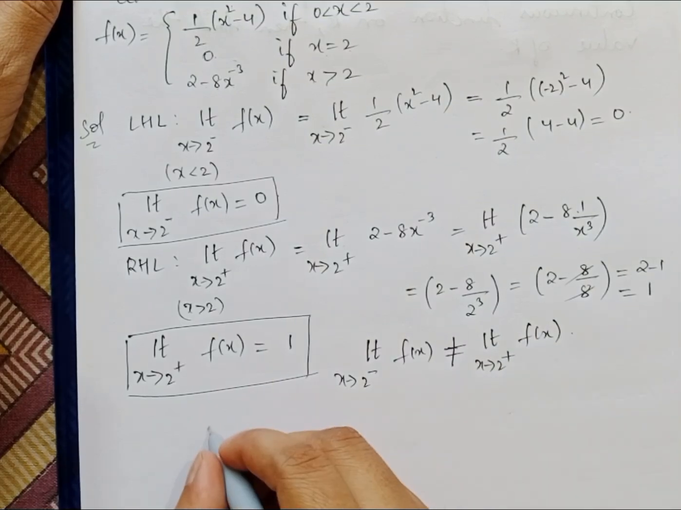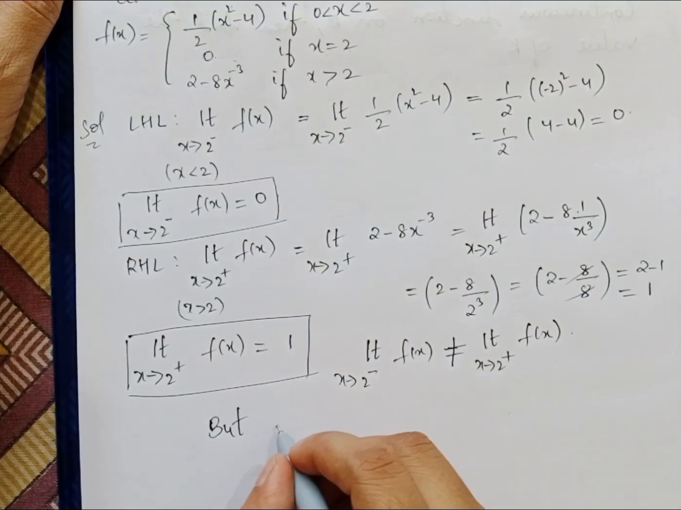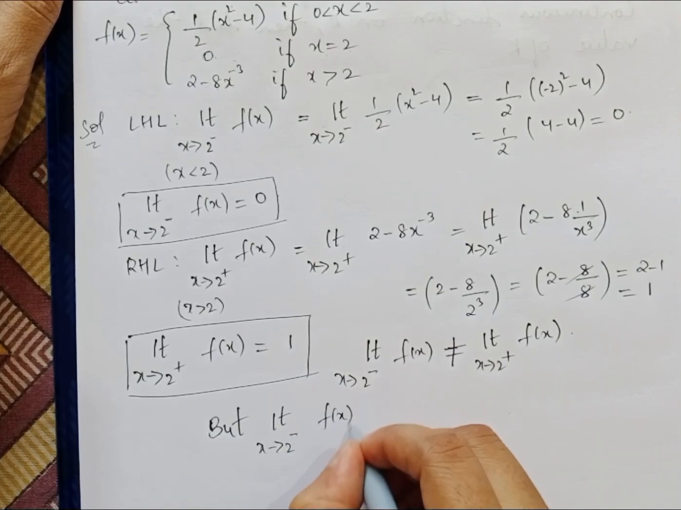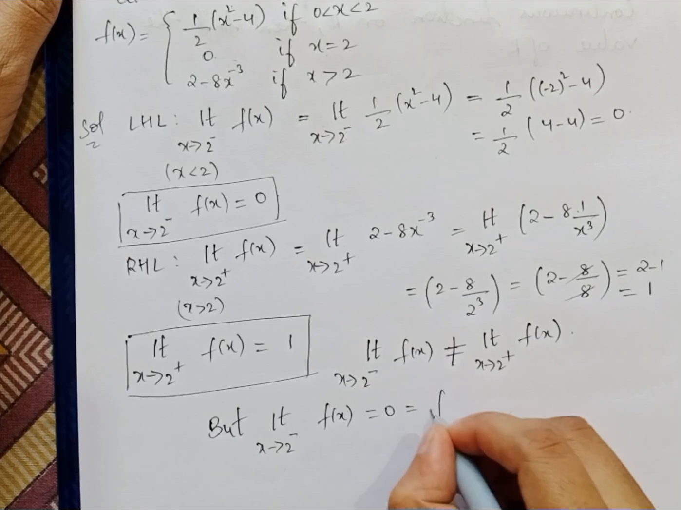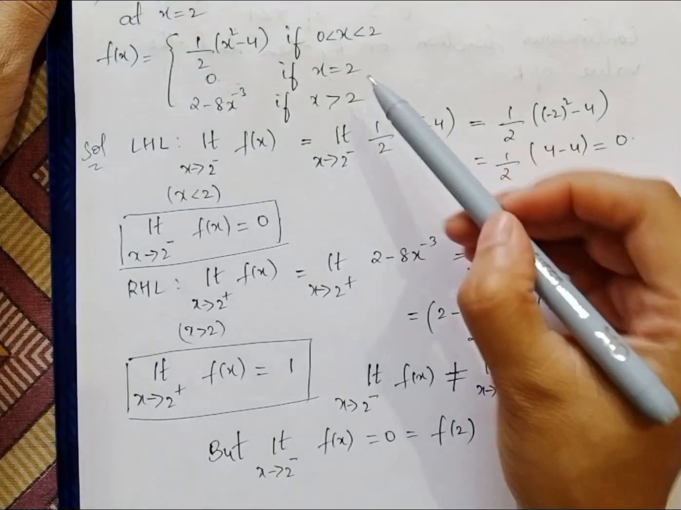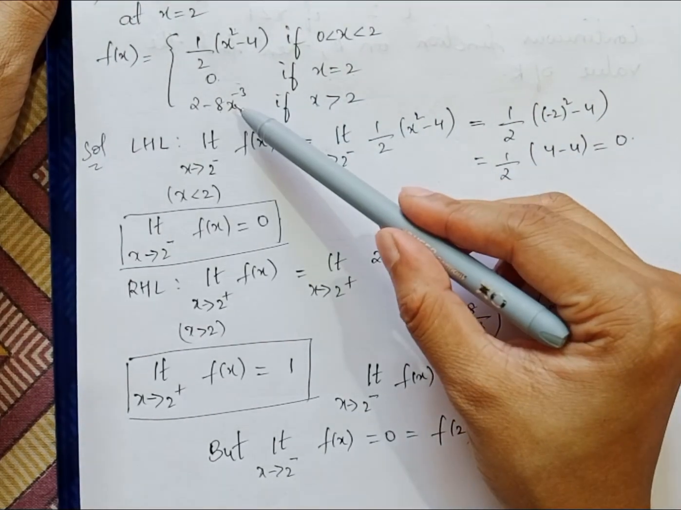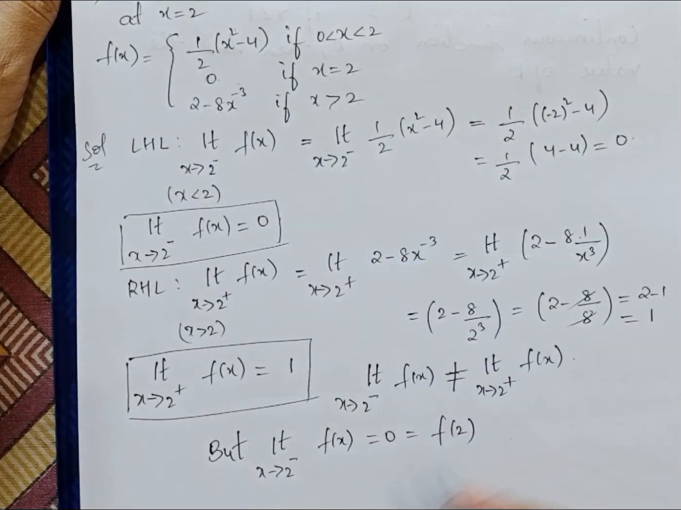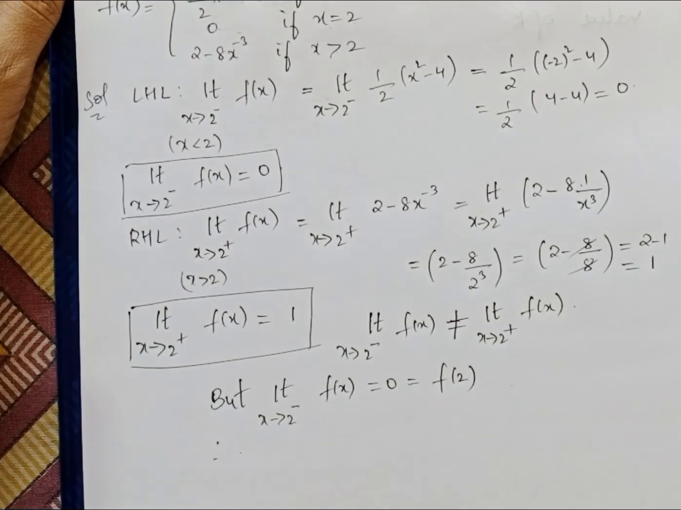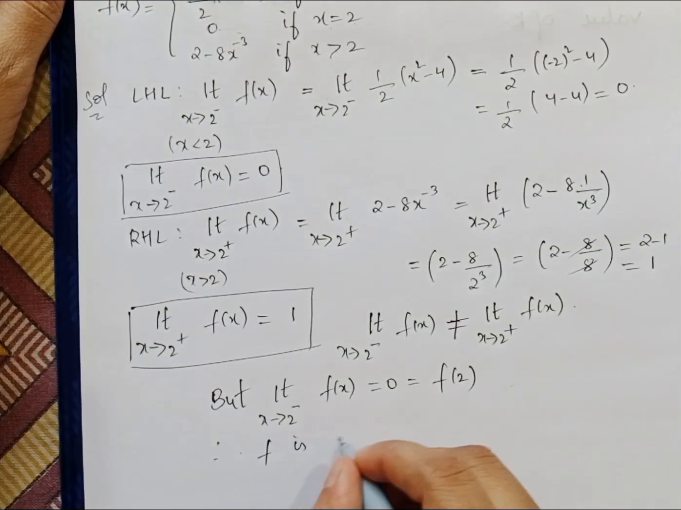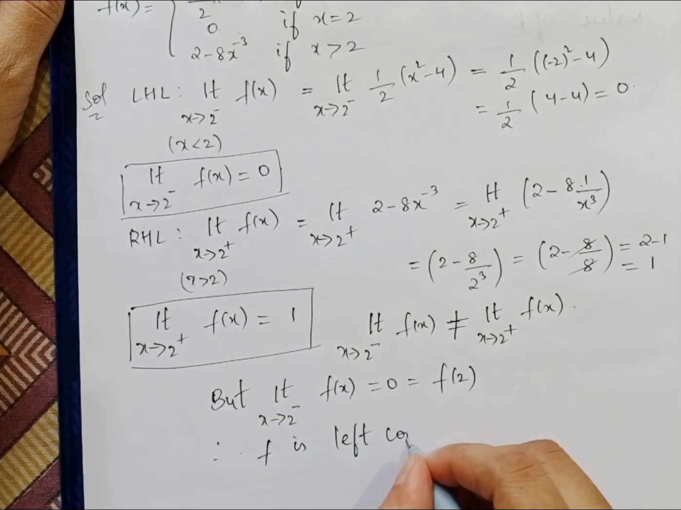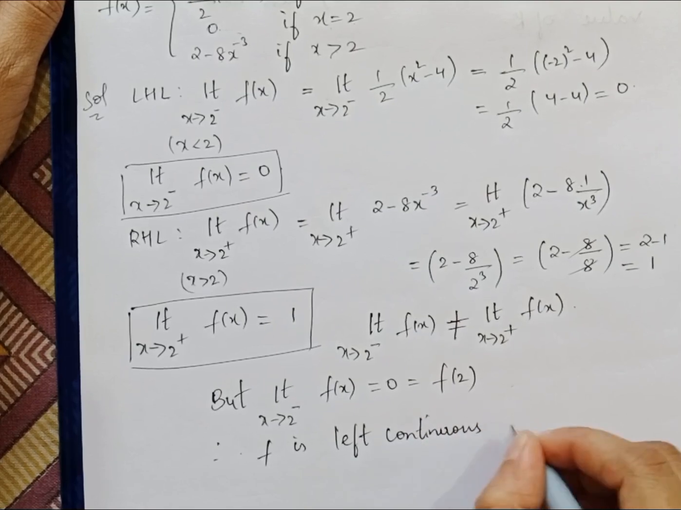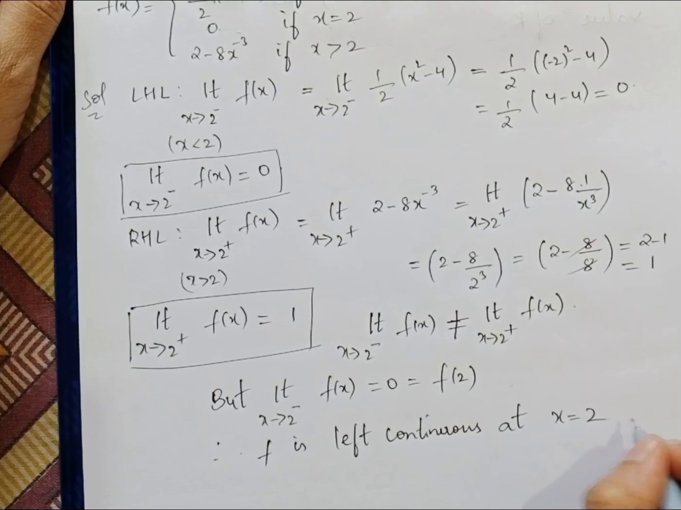But there is one condition here, that is limit x tends to 2 negative f of x is equal to 0, which is equal to the function value when x equals 2. At x equals 2, we have got the value as 0, right, in this case. So it is left continuous. Therefore f is only left continuous at x equals 2.